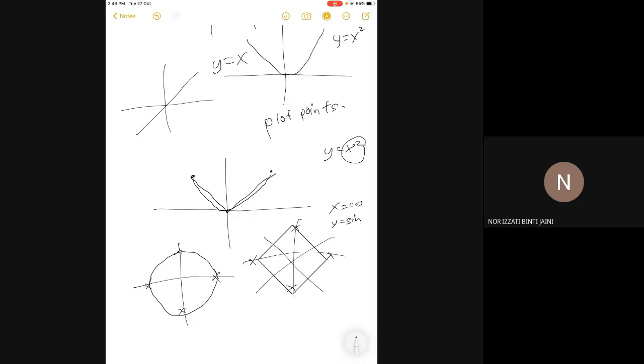Sebab awak plot point tu dah betul, cuma nak orang kata connected the point. How do you connect the point? Then you have to see your equation back. Is it linear or is it quadratic or is it other than that? Okay.